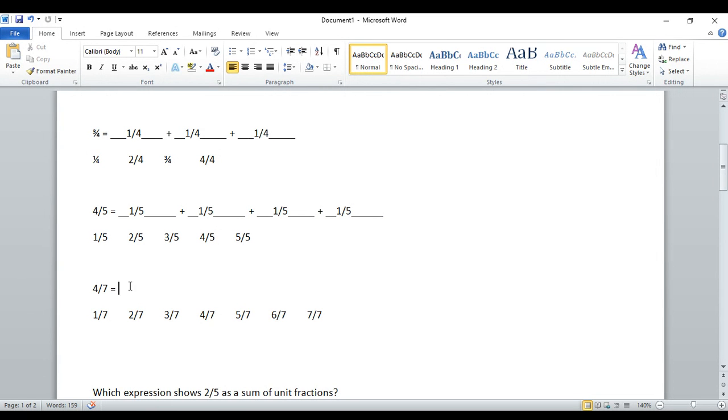Now you notice that I did not put any blanks or plus signs because we know that 4/7, if we broke it into unit fractions, is going to be 1/7 plus 1/7 plus 1/7 plus 1/7. Now, why did I stop there? Because this is 4/7, and we have 1/7, 2/7, 3/7, and 4/7. So we took 4/7, we broke it into the smallest unit possible, and then we added those together.